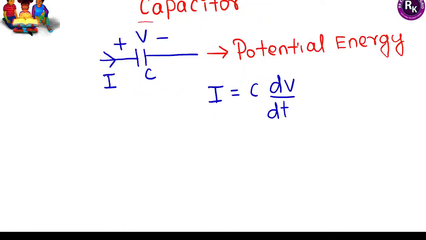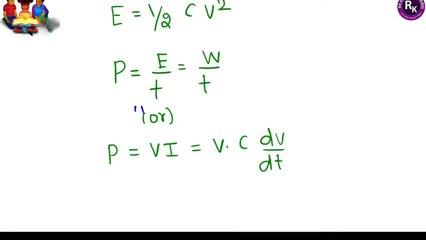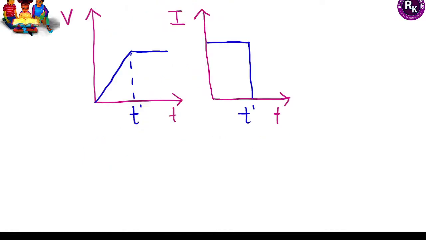Next, capacitor. A capacitor stores its energy in terms of potential, so this is called potential energy. The relation between voltage and current for a capacitor can be written as I is equal to C into dV by dt. That's all. This is the relation we know. Similarly, if you want to express it in terms of its physical property, you take epsilon into the area offered by the plates divided by the distance between the plates. This is the formula to calculate the capacitance, and this is the energy formula, and this is the power formula. This power can also be expressed as V into C dV by dt.